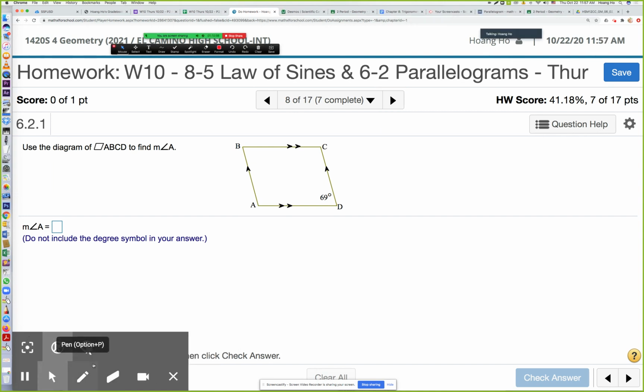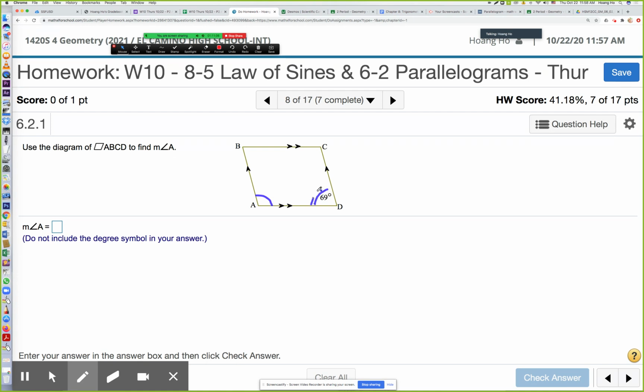Let's continue over here. Find the value of angle A. As you see over here, angle A and angle D are consecutive angles. They are supplementary. So if you want to find angle A, all I need to do is take 180 and subtract 69. That's it. So that would be 111.